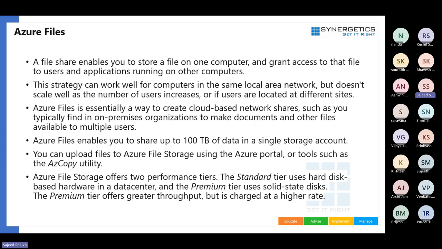It has two different types of tiers. The standard tier uses hard disk hardware in a data center, and the premium tier uses solid state disk. It is normal, like on your machine where you have a hard disk and an SSD. If you are going to use hard disk in Azure, then you use the standard tier, and if you are going to use SSD, then you use the premium tier. So this is related to the Azure file system.